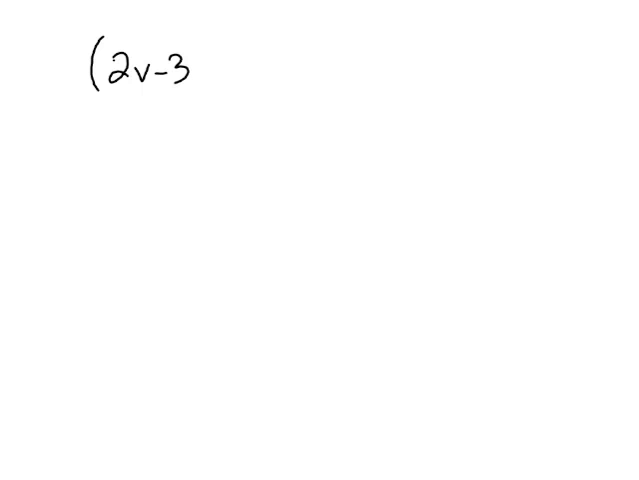Okay, 2v minus 3 times 4v squared plus 6v plus 9. Okay. So what's the name of a two-termed equation? Binomial, and then a three-term, trinomial. So now I have a binomial times a trinomial. So same rules apply. Everything has to multiply.